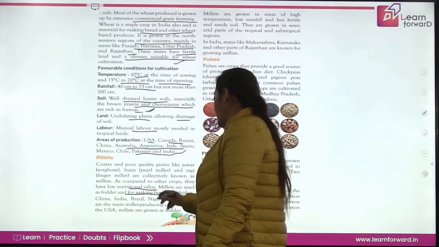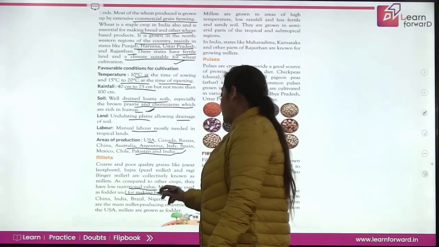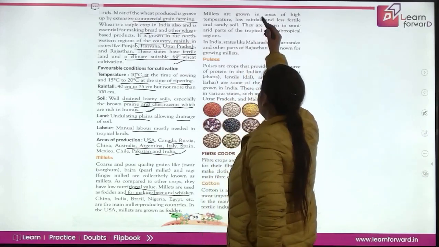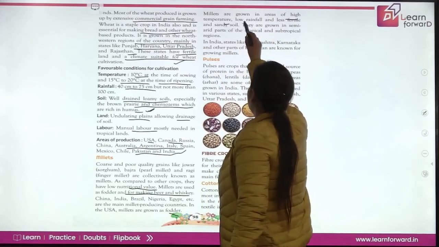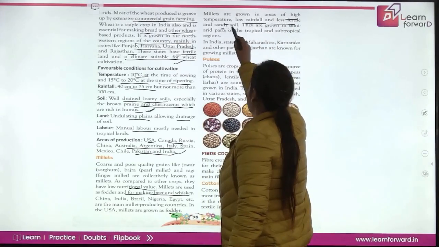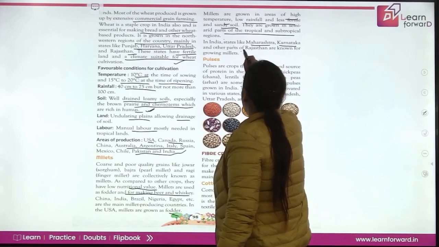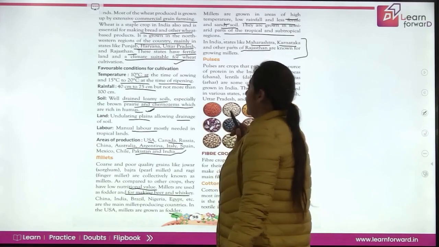China, India, Brazil, Nigeria, Egypt, etc. are the main millet producing countries. In USA, millets are grown as fodder. Millets are grown in areas of high temperature, low rainfall and less fertile and sandy soil. They are grown in semi-arid parts of the region and tropical and subtropical regions. In India, Maharashtra, Karnataka and Rajasthan are basically millet growing areas.